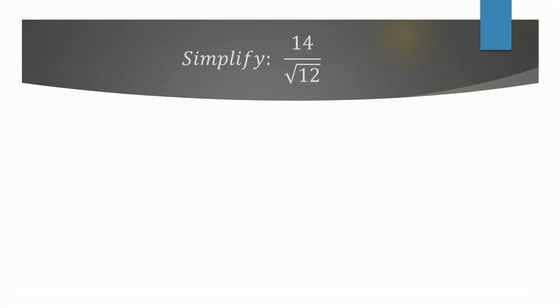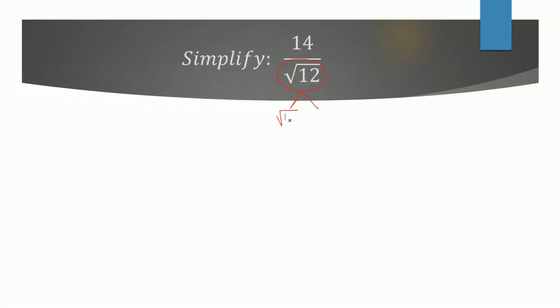So the very first one we're going to do is not even just solving them, but simplifying them. So 14 divided by the square root of 12. This is where a lot of you get messed up. So what we're first going to do is break down the square root of 12. I need to find a perfect square that can go into 12. 4, I think, can do my trick.